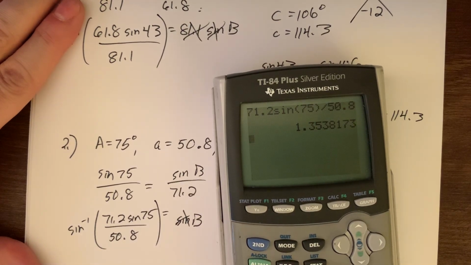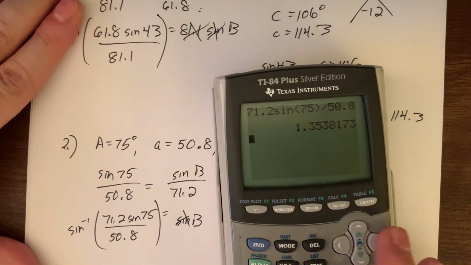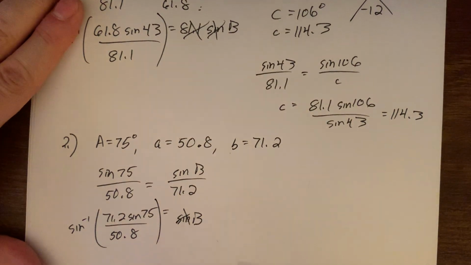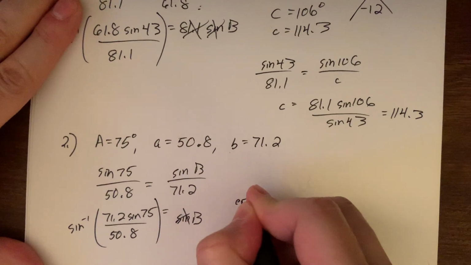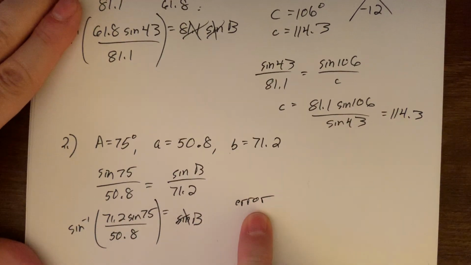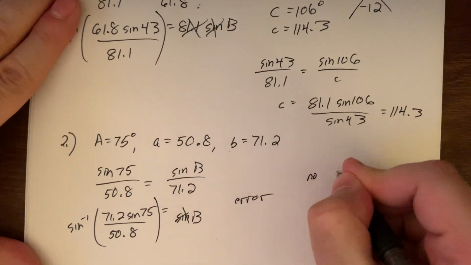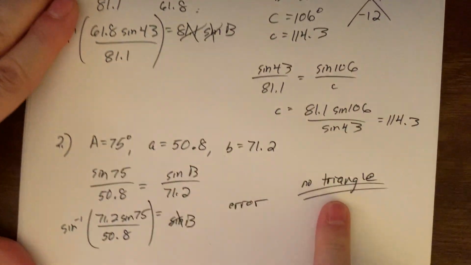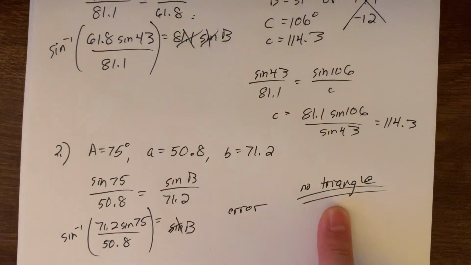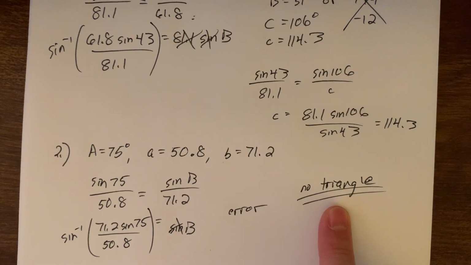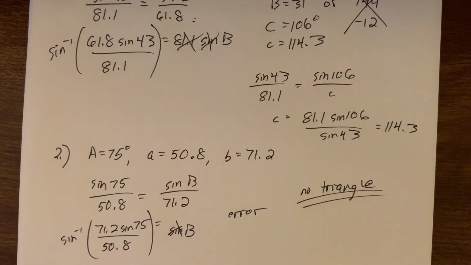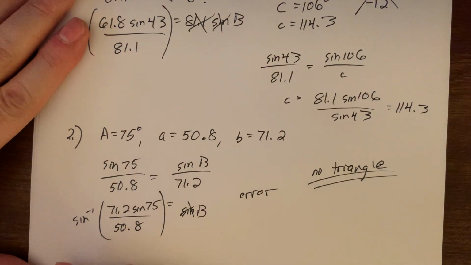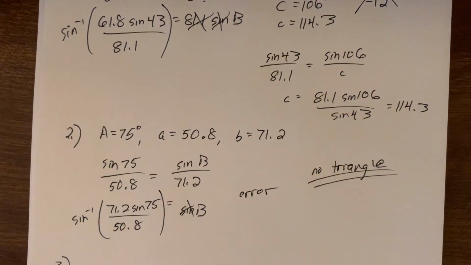So how do we finish this problem? We can refer that there is no angle B, but the best way is to make that note again. We're getting the error message, but that's not your final answer. You want to make some mention that there is no triangle. The triangle doesn't exist. There is no triangle. Something along those lines.